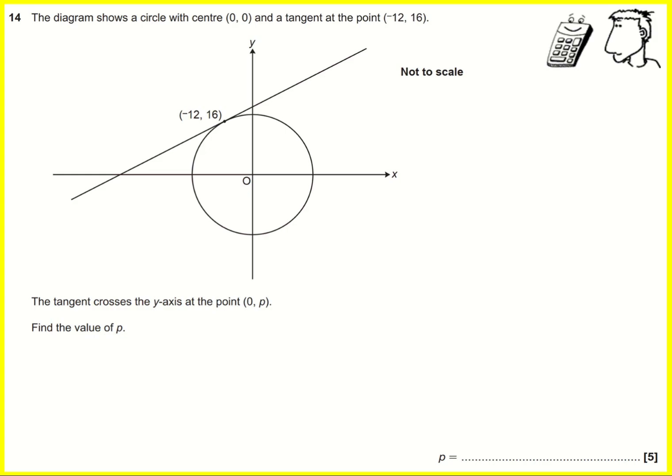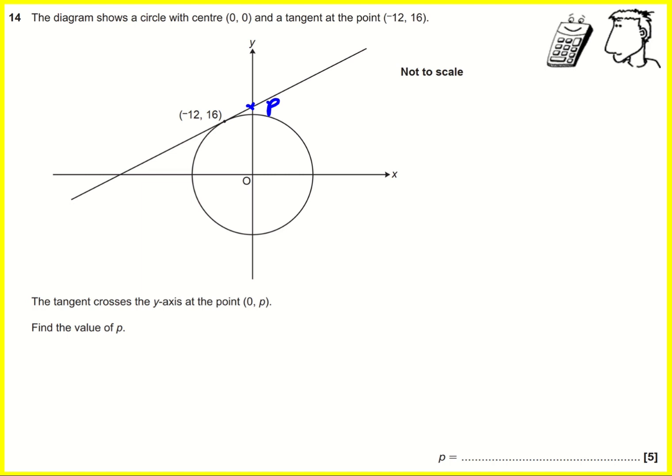An interesting take on the equation of a tangent to the circle here. We're actually being asked for this value here, p. I think the best thing to do is to just treat it like a normal finding the equation of a tangent question. How do we do that?